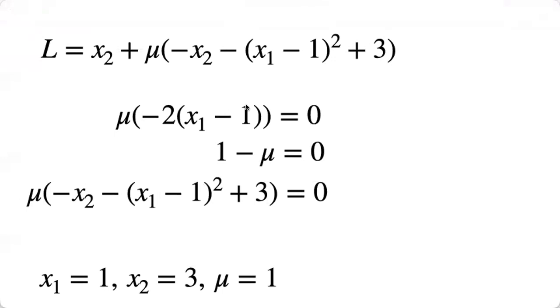Okay, for the next one, we find the partial derivative of the Lagrange function with respect to x2. So we have this term, which becomes 1, and from the other term we have only minus mu, so 1 minus mu equals 0.